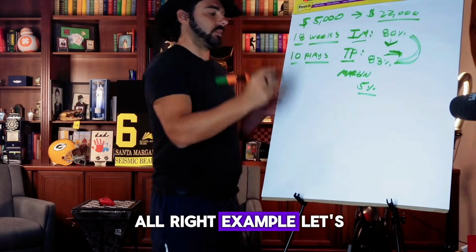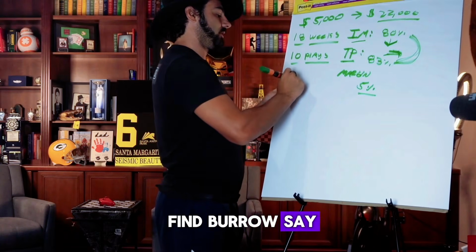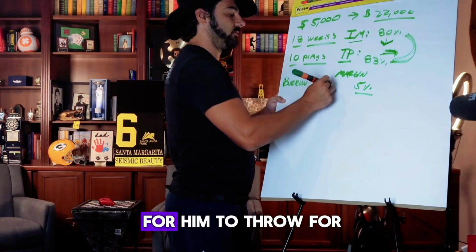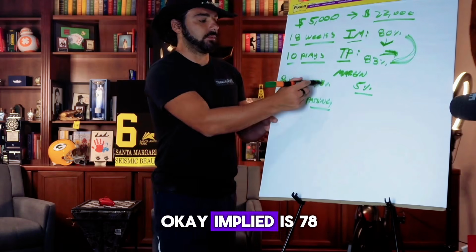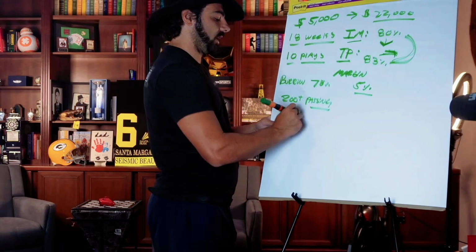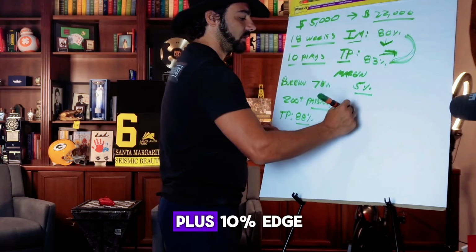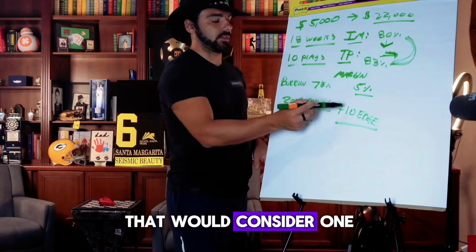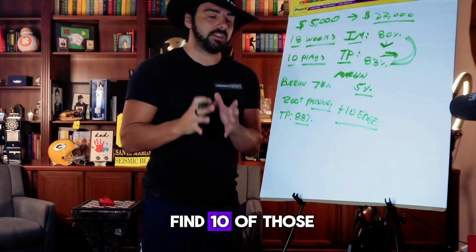Example, let's say in week 1 we find Burrow, okay? Let's say his implied probability is 78% for him to throw for, let's say, 200-plus passing yards. Implied is 78, but his true probability is 88%. What do we have? We have a 10% edge there, right? Plus 10% edge. That's exactly what we want. That would be one of the plays that we need out of our 10. Now we need to find 10 of those.